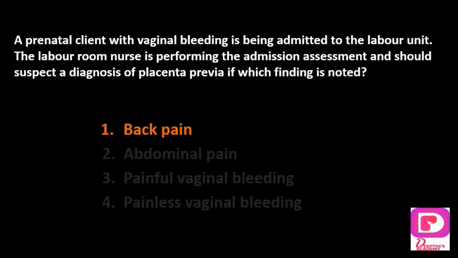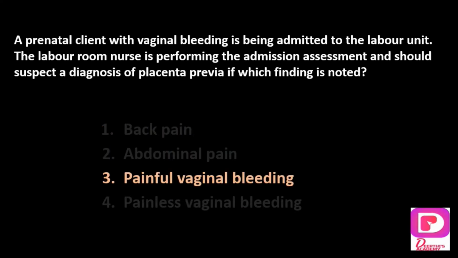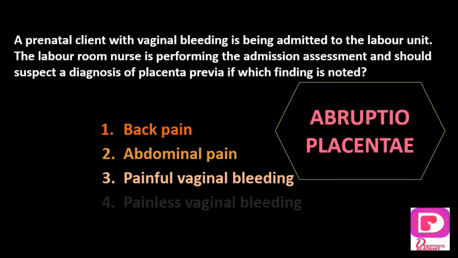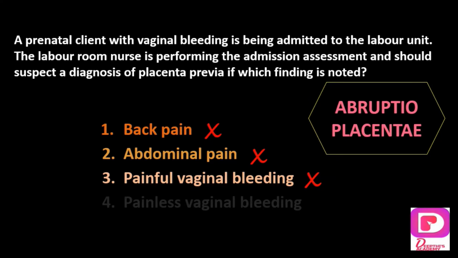Let's see the options: back pain, abdominal pain and painful vaginal bleeding. In these three options, we can see a common factor, that is pain. Presence of pain is not associated with placenta previa. Back pain, abdominal pain and painful vaginal bleeding are the symptoms of abruptio placenta. So we must say these three options are wrong.